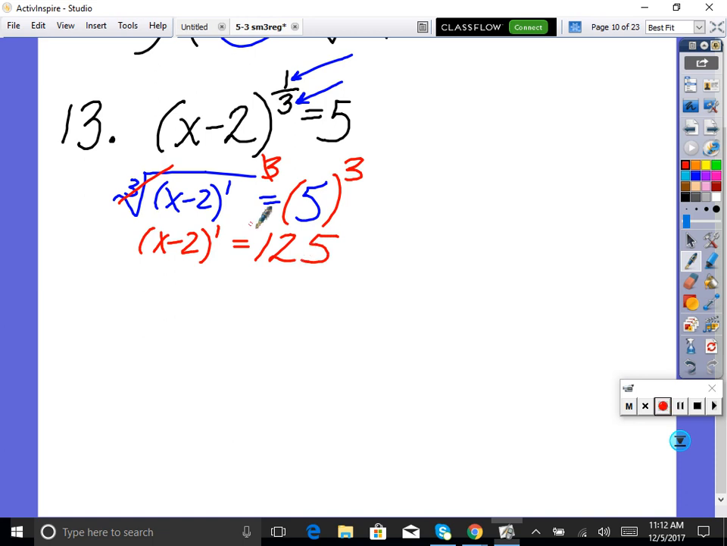It's okay though. And then keep in mind, because this is to the first power, we could just write x minus 2 equals 125. Therefore, x equals 127.